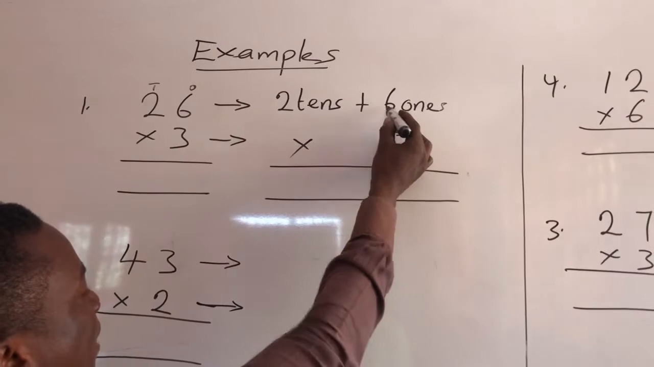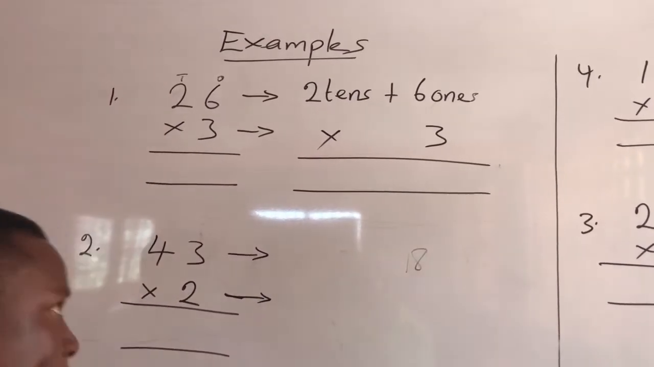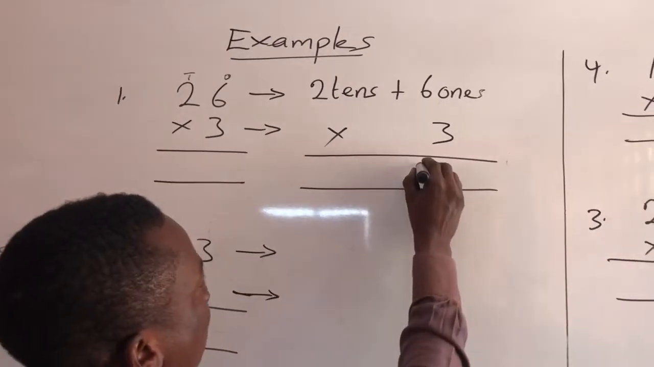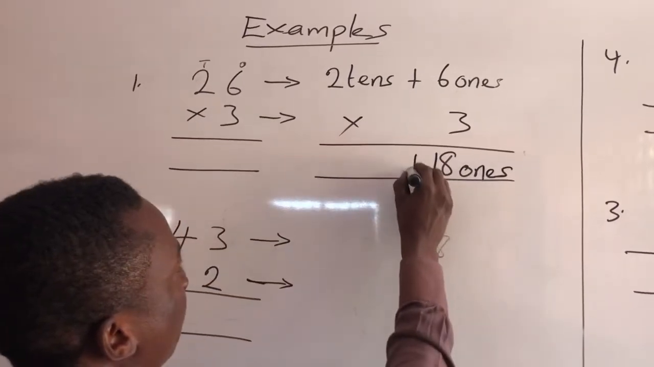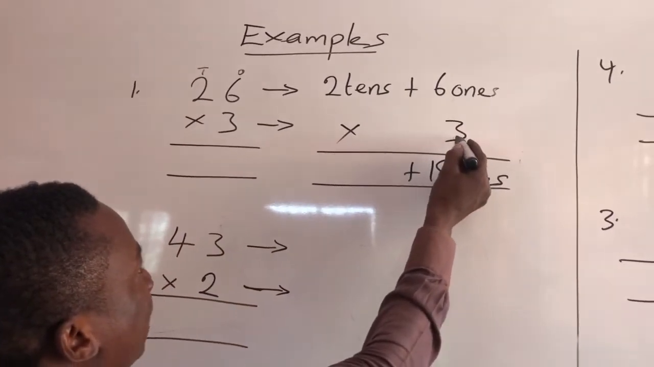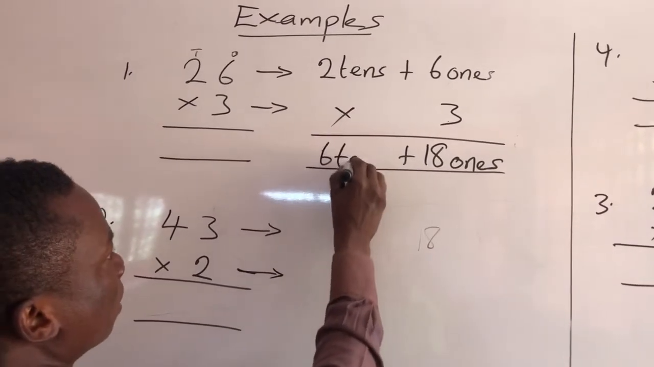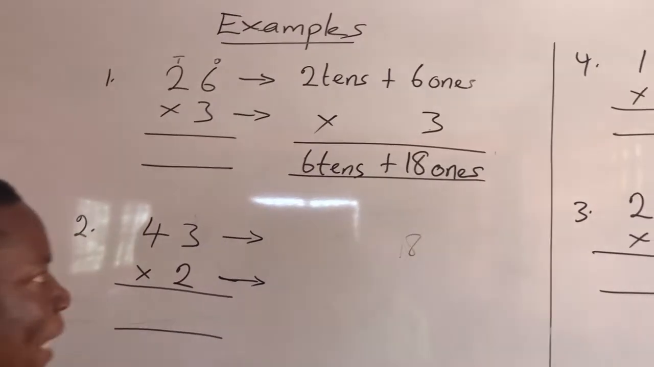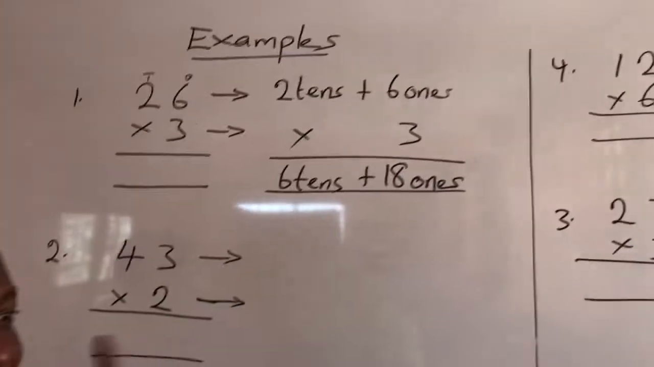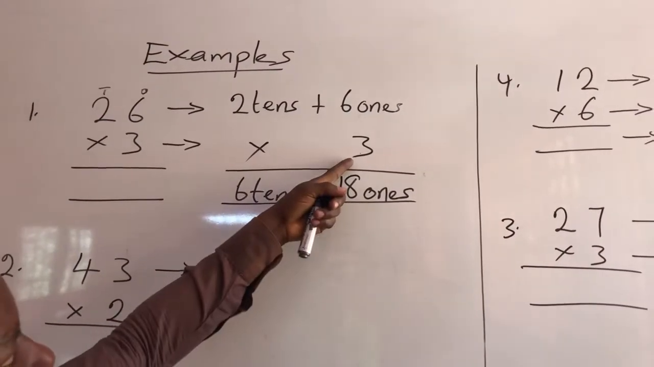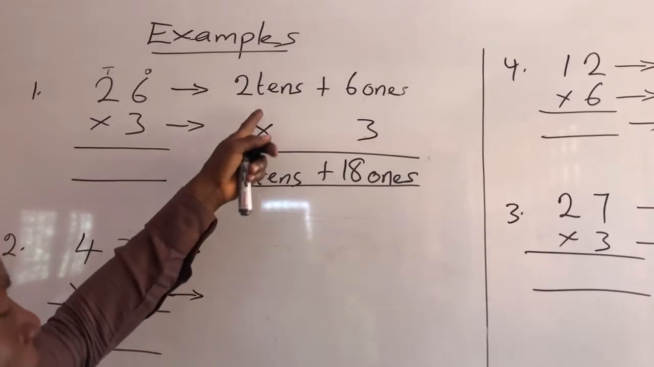3 times 6 is what? I taught you some method. It's 18. You write your 18 down. 18 ones, plus 3 times 2 is 6 tens. Don't forget that in the ones column we always have 1 digit, and 2 digits in the tens column.